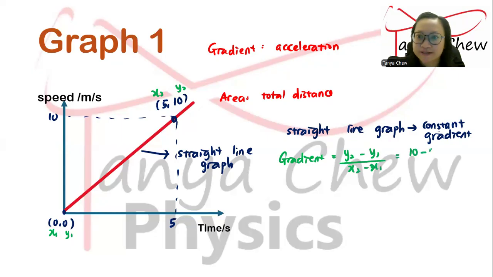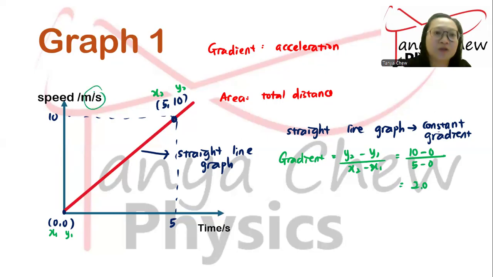Y2 is 10, y1 is 0. Very easy. X2 is 5, x1 is 0. So 10 divided by 5 gives me 2. If you want to give a unit, how do you see the unit? Let me guide you. The gradient is equal to y2 minus y1 over x2 minus x1. What is the unit of y2? Meter per second. What is the unit of x2 and x1? Second. So meter per second divided by second gives you meter per second squared.